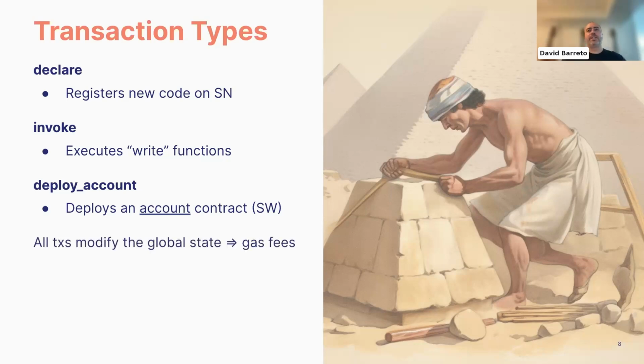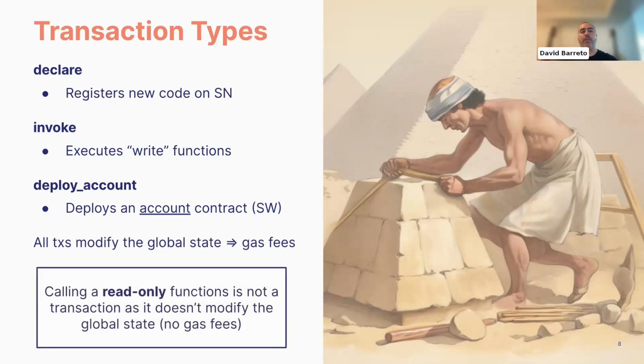Now, all the transactions that modify the global state, for example, declaring, invoking, or deploying an account, are going to charge you gas fees, right? You will have to pay for it. If you're invoking a read-only function that doesn't modify the state, then it is free, right? You don't have to pay anything because you're not modifying the global state in any capacity.